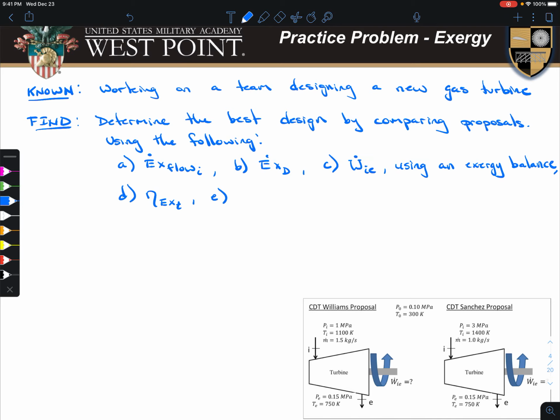And then part E, we need to compare the energy flow rate, or the rate at which energy is flowing into the system, versus the rate at which exergy is flowing into the systems. And then we would explain why the results of the comparison are consistent.